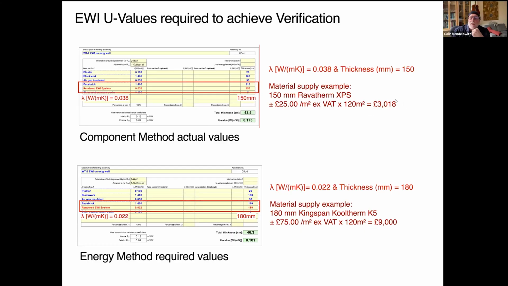And the cost difference here, you can see that the material cost 3,000. The material for the extra thickness cost 9,000, so that's £6,000 extra, which frankly we didn't want to spend.